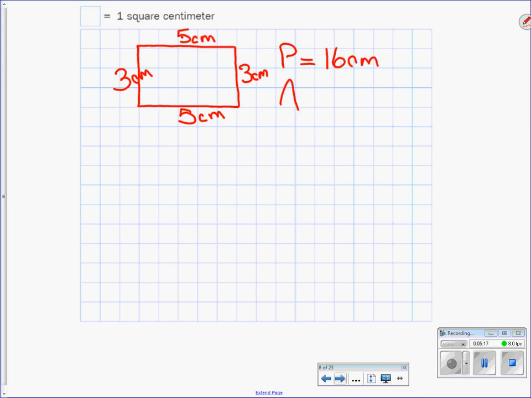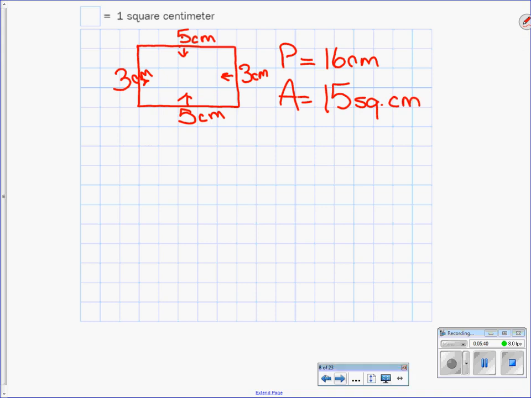All right, now my area. If I'm looking for area, remember area is anything inside the boundaries. Okay, so I can just count: 3, 6, 9, 12, 15. So my area is 15, and remember we have to square the unit, so it's 15 square centimeters.